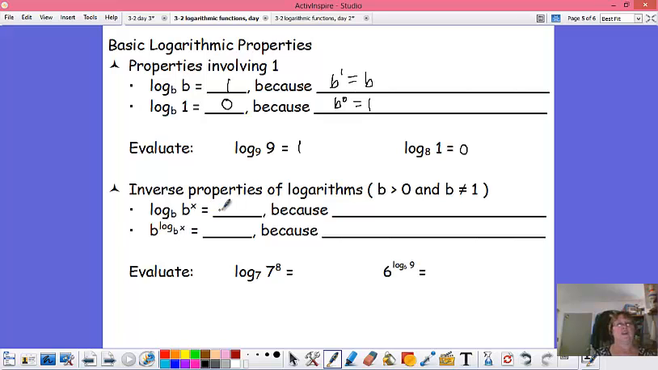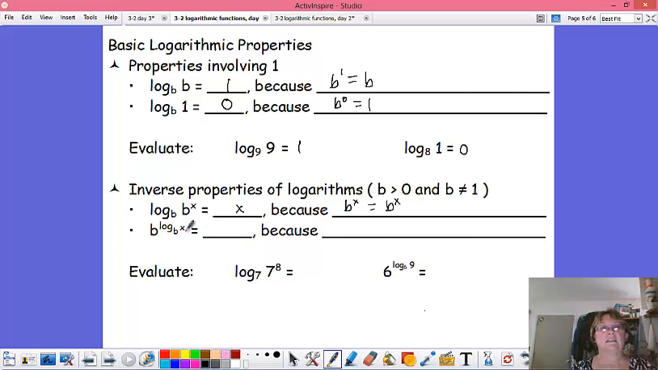In these inverse properties, again, this is going to seem sort of like common sense to you. This first one, if we were reading this, it would say the power that you raise b to get b to the x, that's got to be x, folks, because b to the x is what is equal to b to the x. That's just common sense.